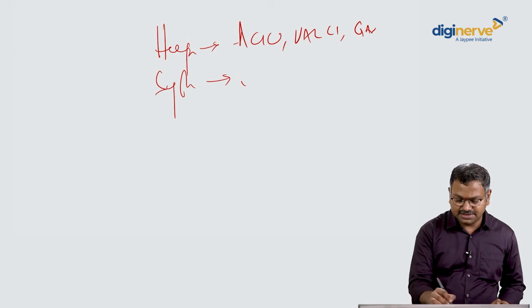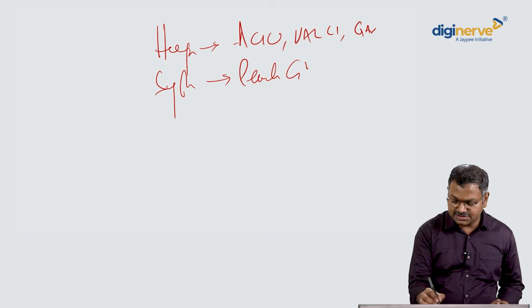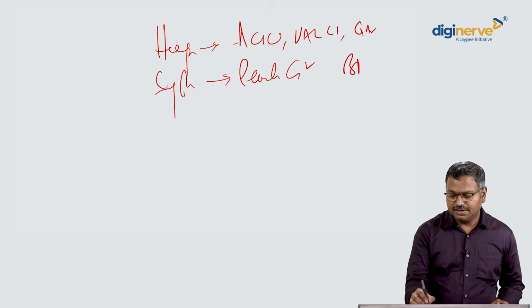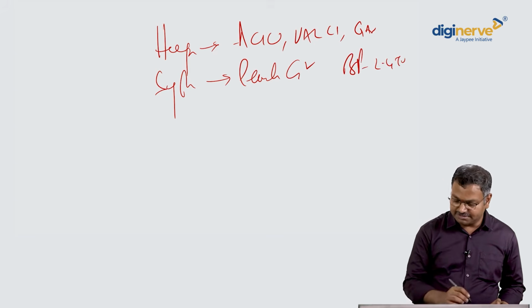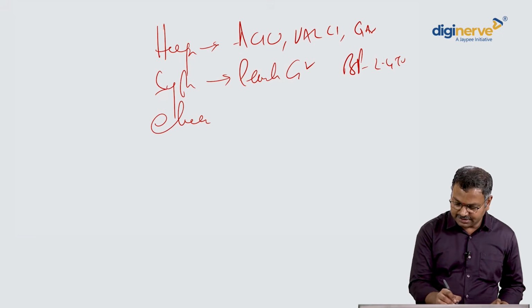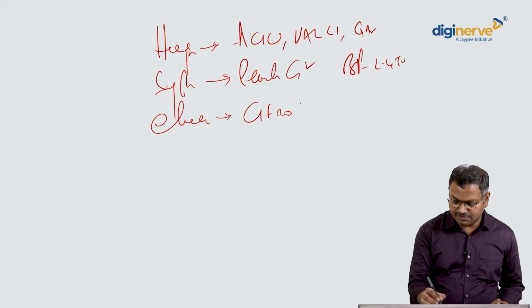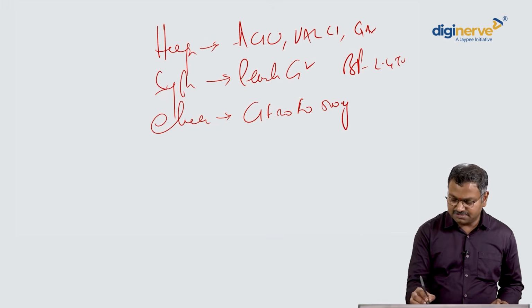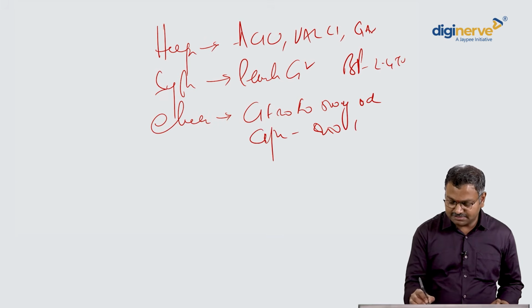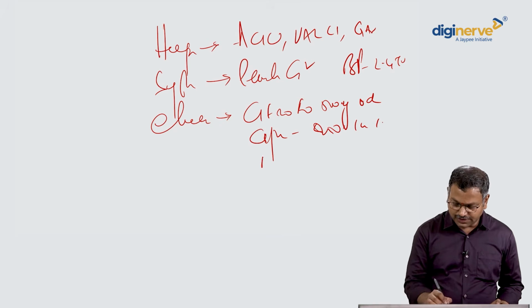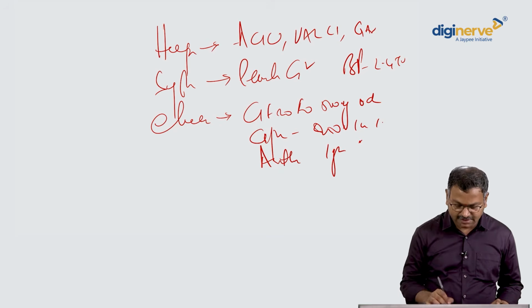Syphilis, the main therapy is penicillin that we give. So penicillin G, benzathine penicillin, 2.4 million units IM that we give. For chancroid, the treatment of choice is ciprofloxacin. We give 500 milligrams 1 dose, or ceftriaxone 250 milligrams IM 1 dose, or you can give azithromycin 1 gram single dose can be given.